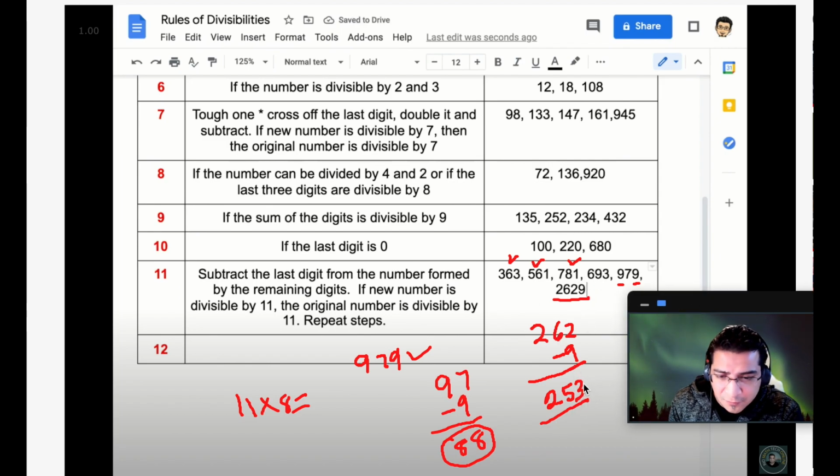Take this number from the remaining digits here. So you can say 25 minus 3, 22. Well, I know 22 is divisible by 11. That's 11 times 2. All right. So regardless, it will still work.